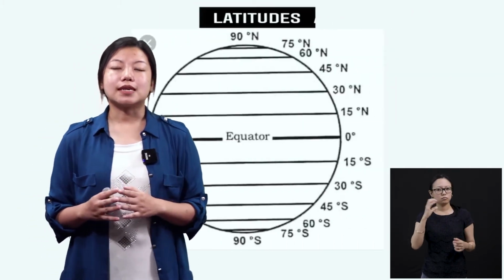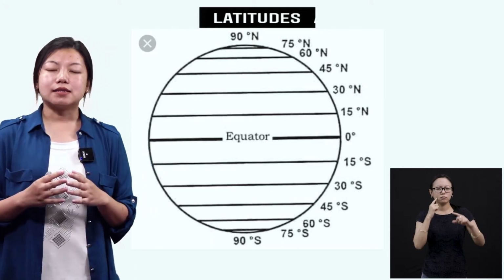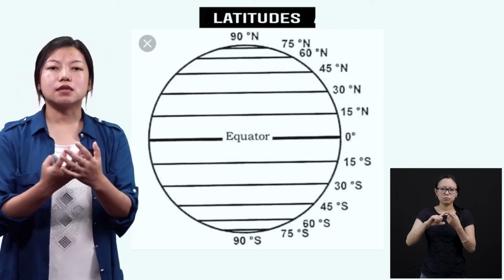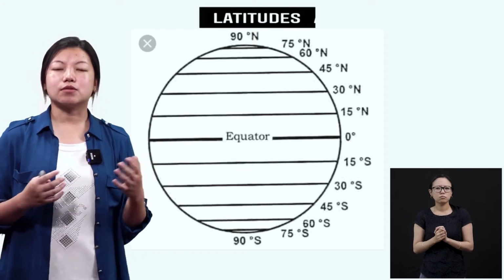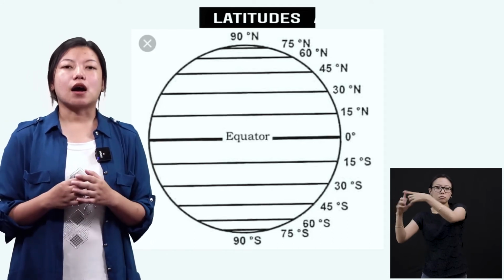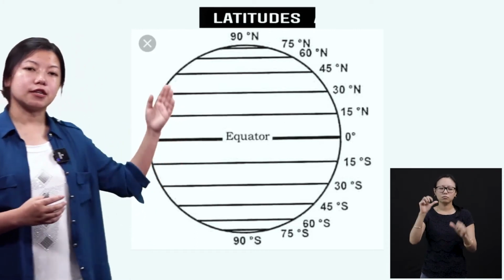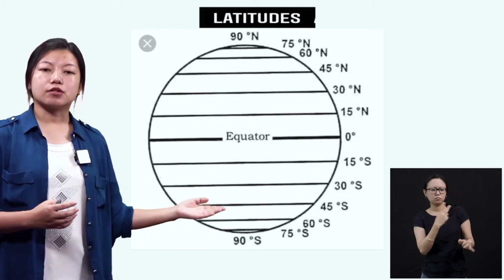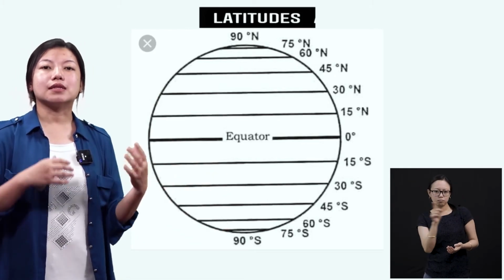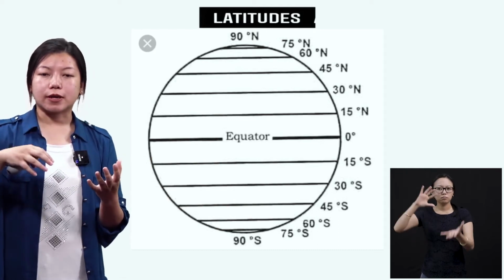So first is latitudes, okay? Now the lines which circle the earth from west to east or east to west, whichever you can say, are known as the lines of latitude, okay? See here, these are the lines of latitude. So the line of latitude, the circle around the earth from west to east, okay?